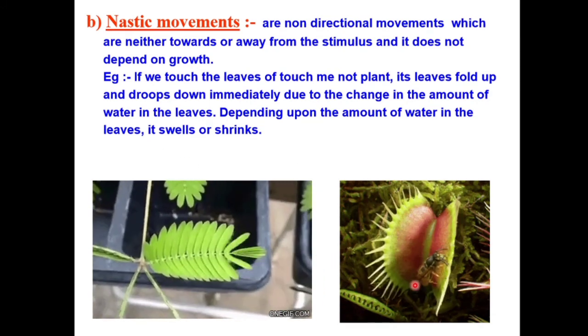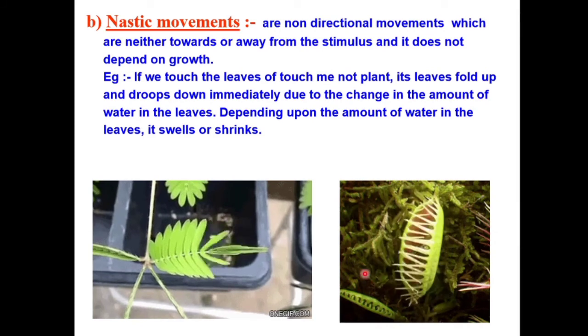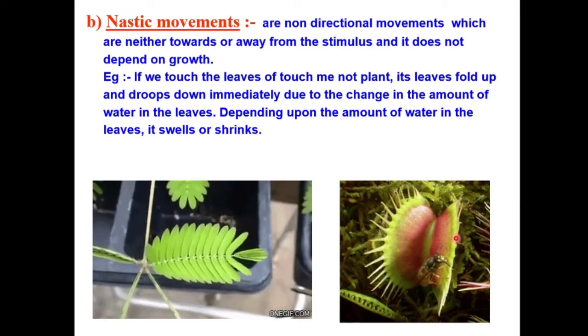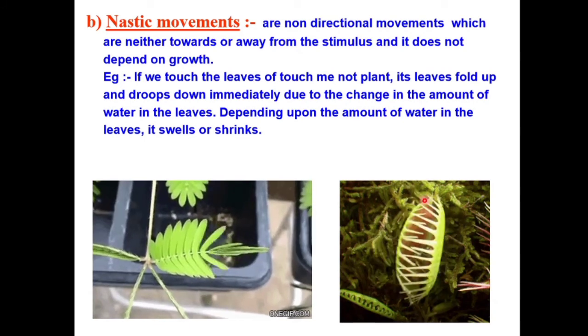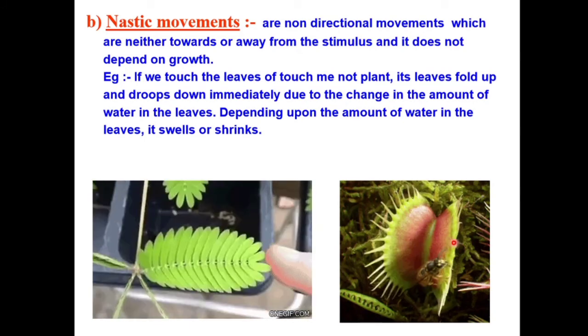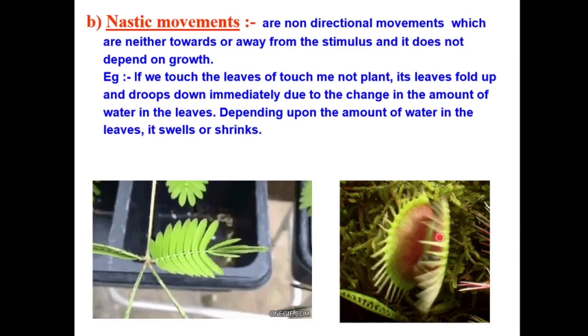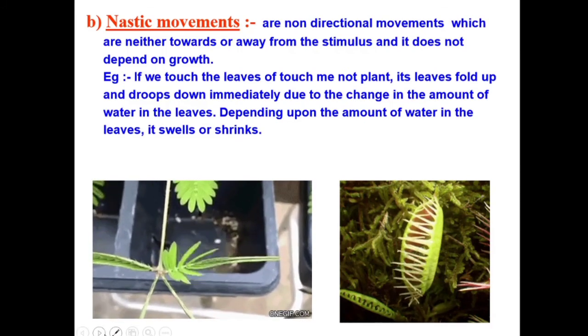Here you can see it is also in response to touch. Is there any growth here? Is there any direction? No, it is just closing. Can you tell me what is the name of this plant? This plant is called as... no, I will not tell. You people tell me what this plant is called.